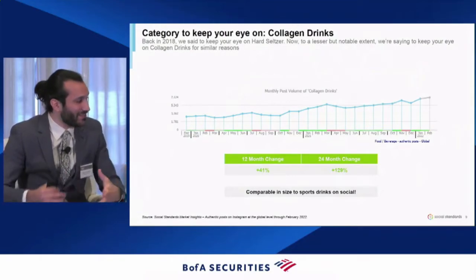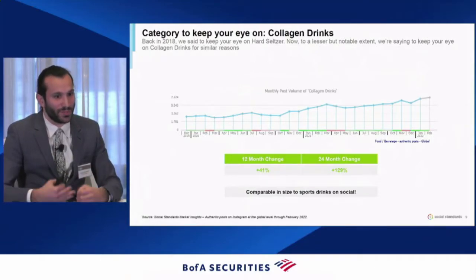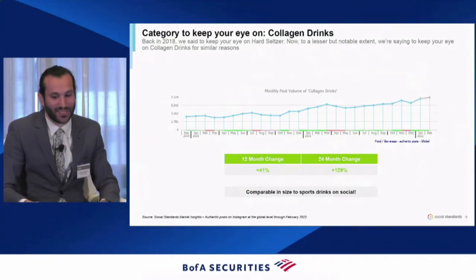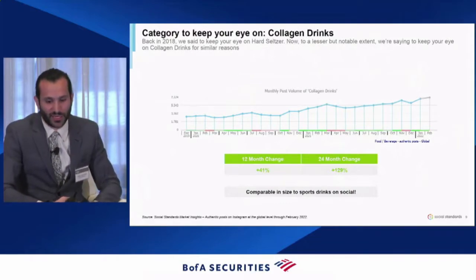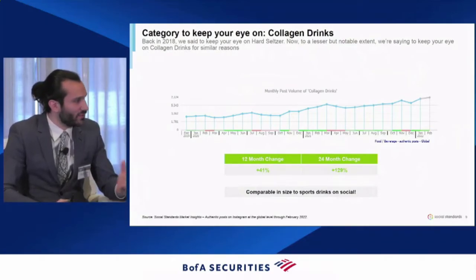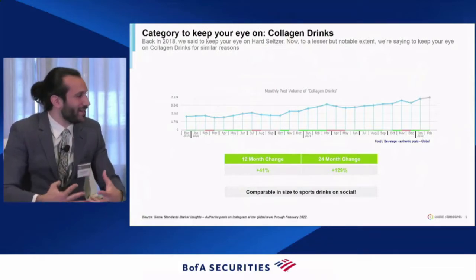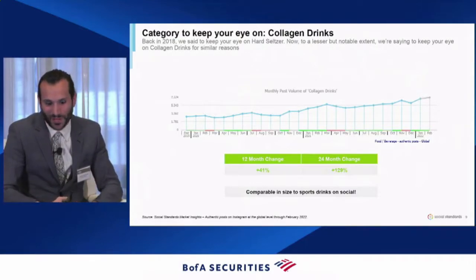We're seeing a lot of these similar sorts of signals that we would look for in trending categories appear, not to the same extent, but certainly to a notable extent, within the collagen drink space. Here you can see the trend in collagen drink conversation over the last 26 months. It's up about 41% over the past year and up 129% over the past 24 months. So people are really trying to find ways to have beauty from within, from the products that they're consuming in their food and beverage. It seems to be a trend that we're seeing.